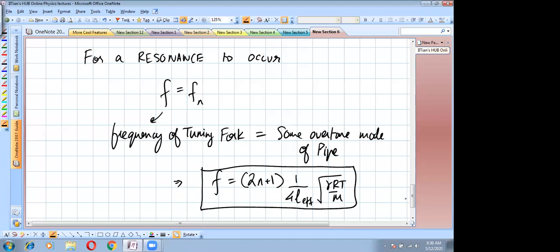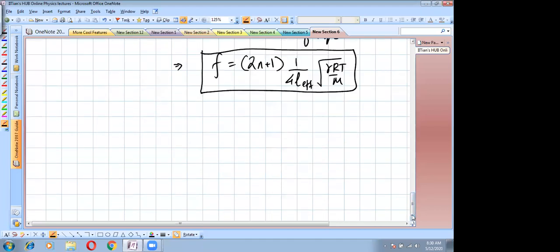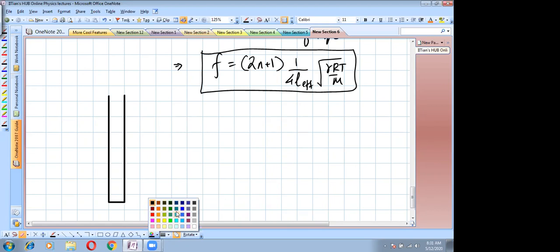Okay. So what do we mean by L effective? Let's understand in the diagram. So L effective here means that if I filled up water up to this height, then the resonating column's height now becomes this one. This is our L effective.